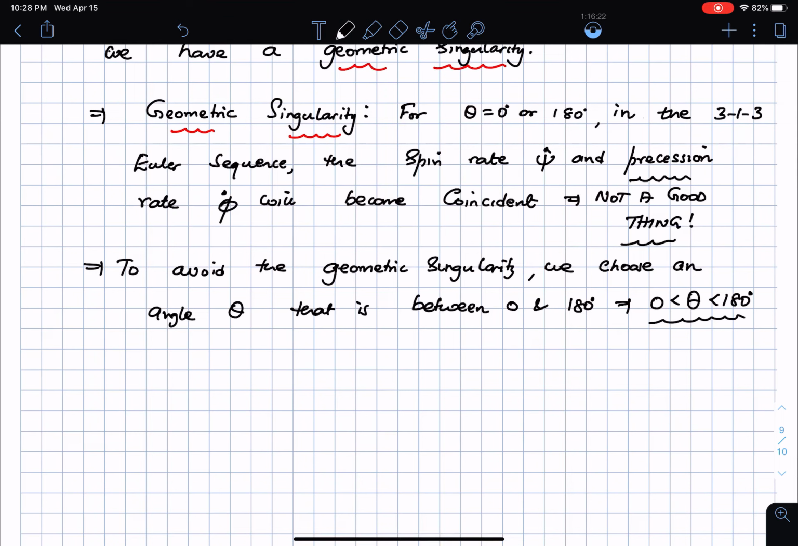Of course we are going to choose theta that is not going to be either 0 or 180 degrees, so that's not going to affect us in any great detail, but I just want to make sure that we all understand and we are all on the same page here.